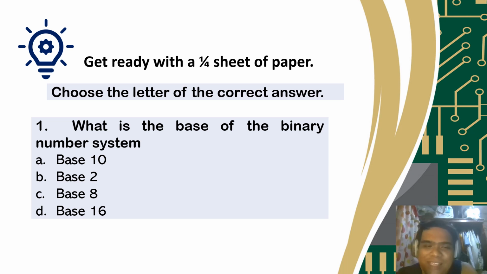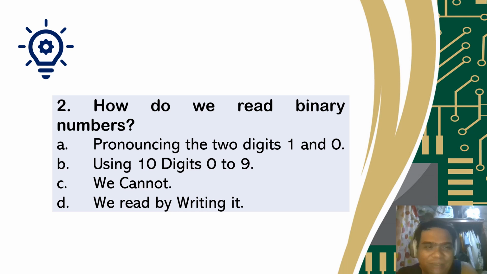Ano daw ang base ng binary number system? So, nasabi ko kanina. Okay. How do we read binary numbers? Pronouncing the two digits 1 and 0. Using 10 digits 0 to 9. We cannot. Okay, we cannot read. We read by writing it.